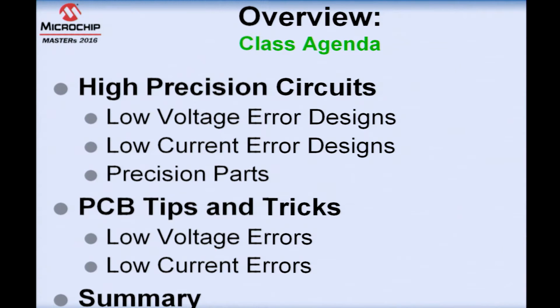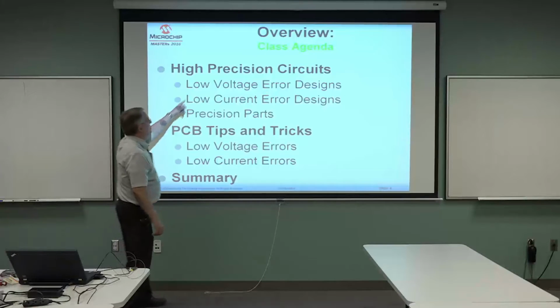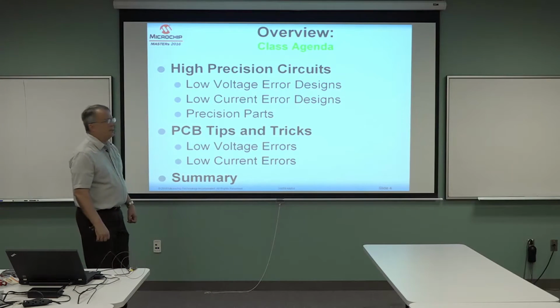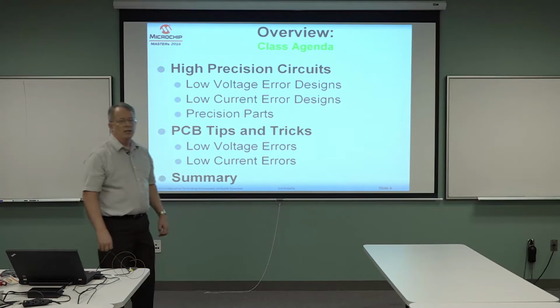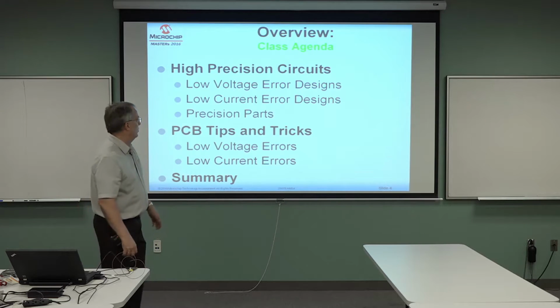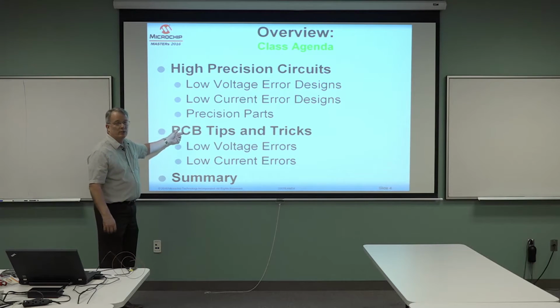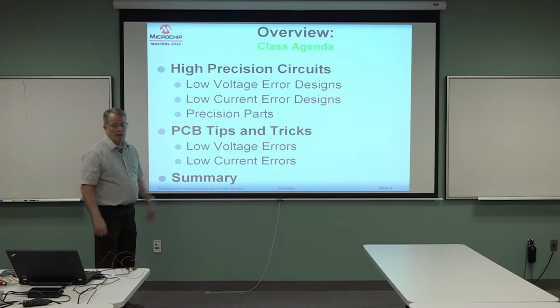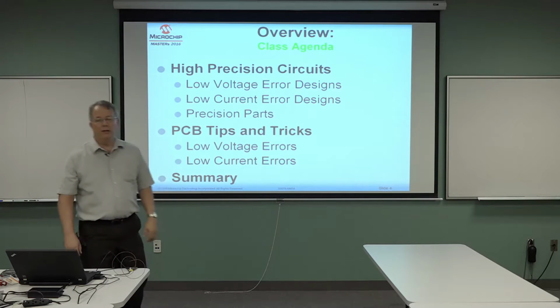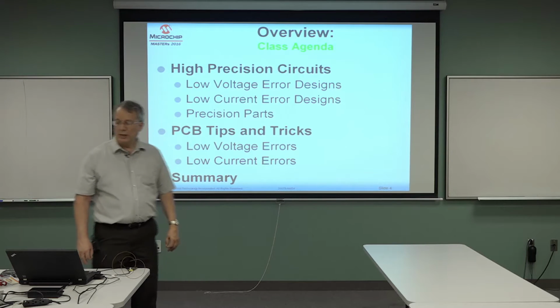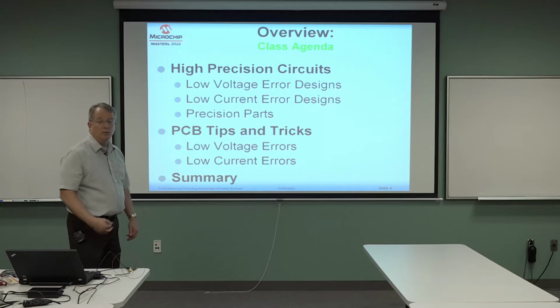So to start, here's the agenda. I'm going to talk about high precision circuits to start. And so I'm going to talk about voltage errors, current errors, and the parts that go with that. But that's only a piece of the design, and it's actually the easier piece of the design. So once we've covered that, I'll move over and start talking about printed circuit board design, tips and tricks. That is where a design is either made or broken. So we'll talk about how to do that on a printed circuit board, and then I'll summarize.